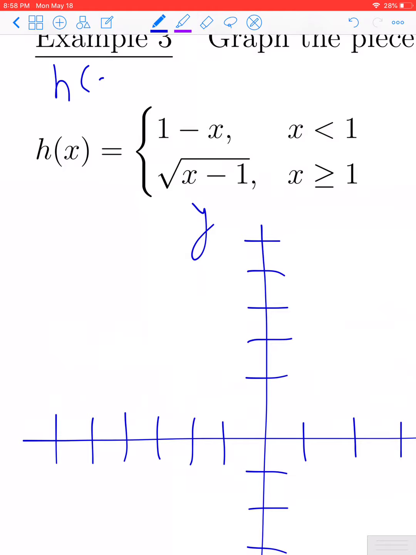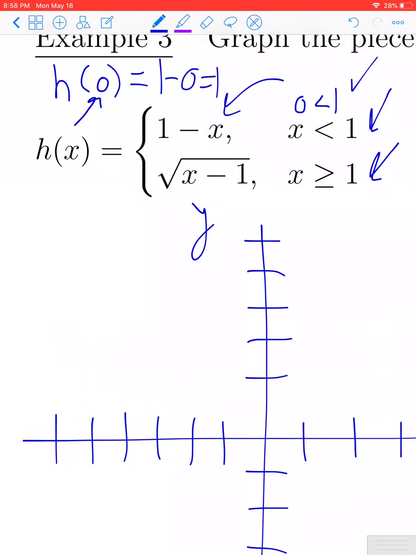For instance, if I wanted to find the value, let's say h of 0, in order to see which piece that value x equals 0 will get plugged into, you have to see which of these test conditions the x value of the input would satisfy. Here, because it is true that 0 is less than 1, it's going to get plugged into the 1 minus x. So this would be 1 minus 0, which would be equal to 1. A value of x will only ever satisfy one of these test conditions at a time. It will never be plugged into more than one piece at a time.